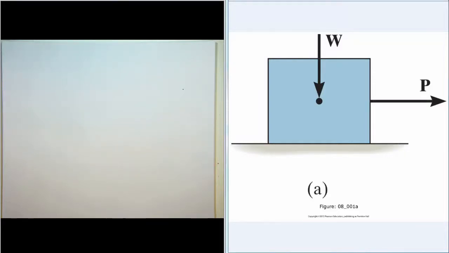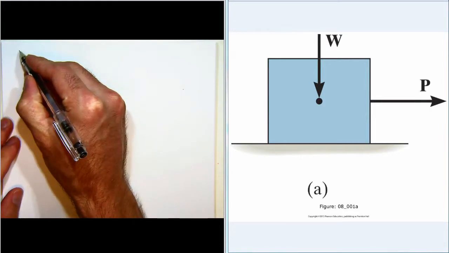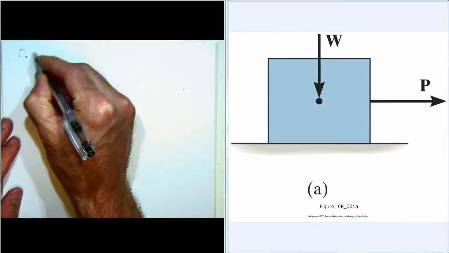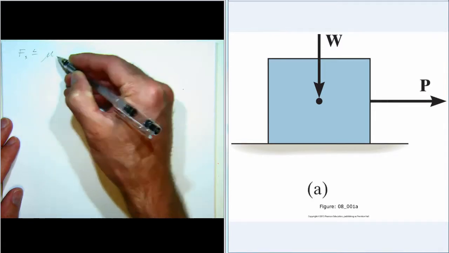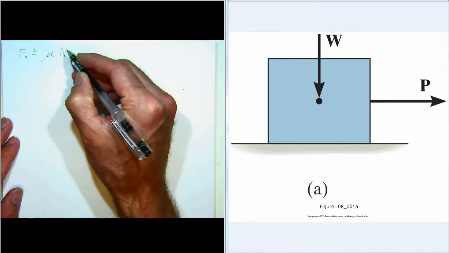This video covers the topic of dry friction. Friction is a force that opposes motion, and it always acts tangent to the surface where two bodies are in contact. And friction has a magnitude that is up to the product of the coefficient of friction, which is mu, and the normal force, N.